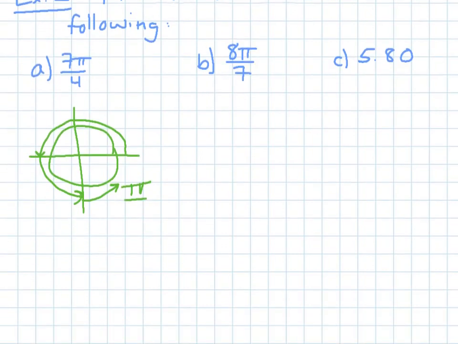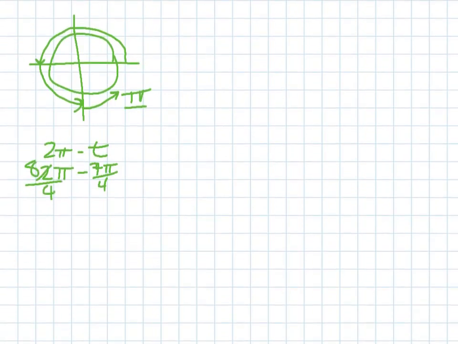So then I need to apply 2 pi minus t. So 2 pi minus 7 pi over 4. We make common denominators. So 8 pi over 4 minus 7 pi over 4 gives me pi over 4.